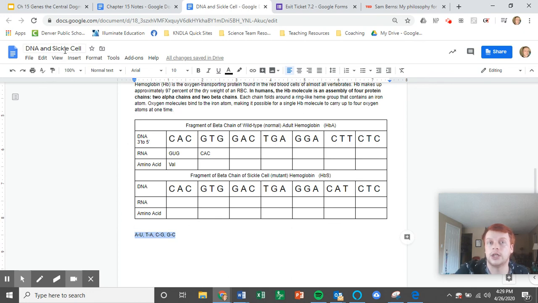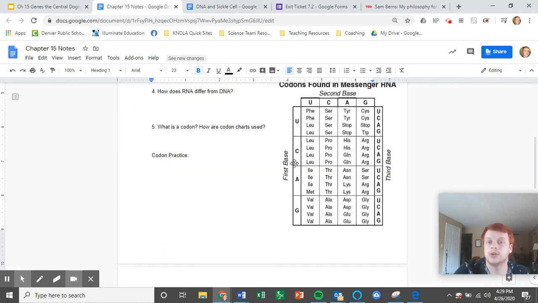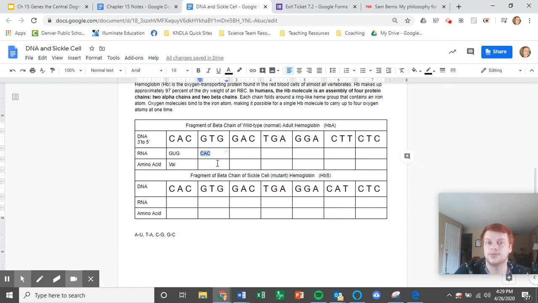So now that we have CAC, which is the RNA, we're going to go figure out the amino acid. We can't figure out the amino acid from the DNA. So we go C over to A and then to C, which gives us HIS. So I'm going to leave these first two filled in for you.